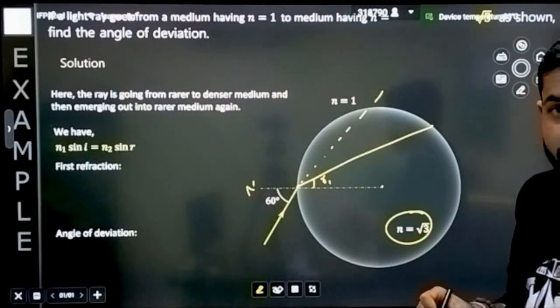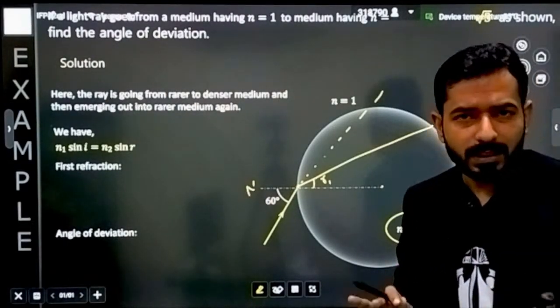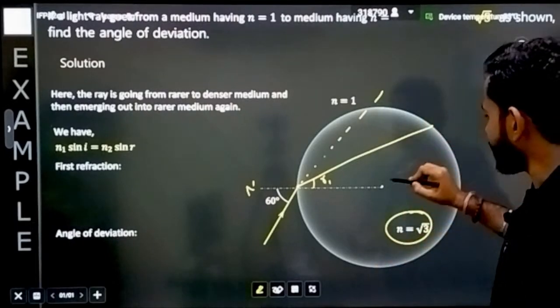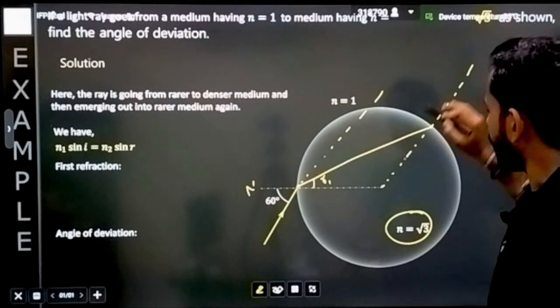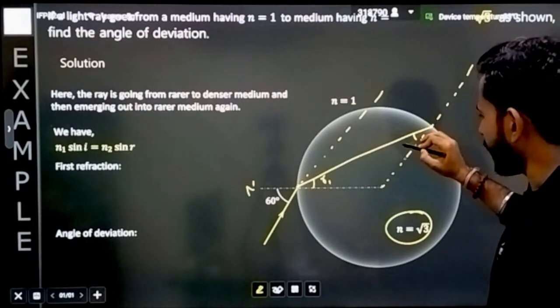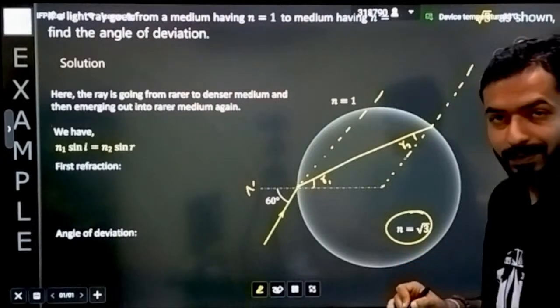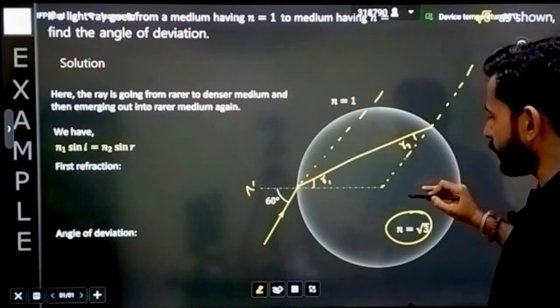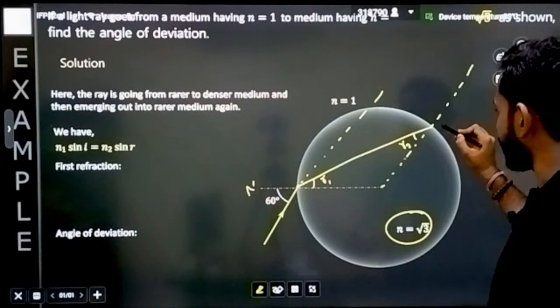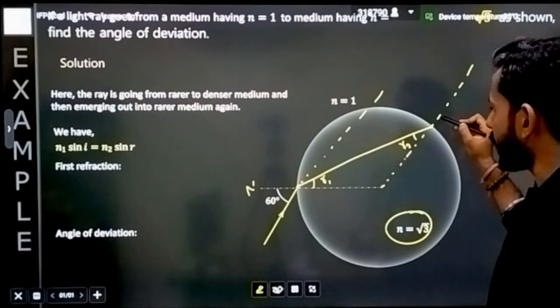Because it is not a single reflection. This is what two reflections will be happening. Just understand the question. I will draw a normal again. Now this will be behaving like this, R2 I am naming. This is going to behave like a new angle of incidence. Now finally, it is moving from denser to rarer. Denser to rarer, that means it will bend towards the normal or away from the normal.